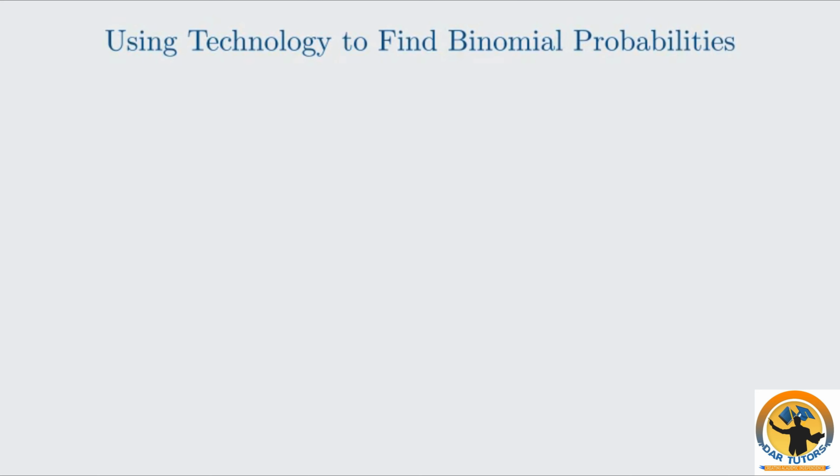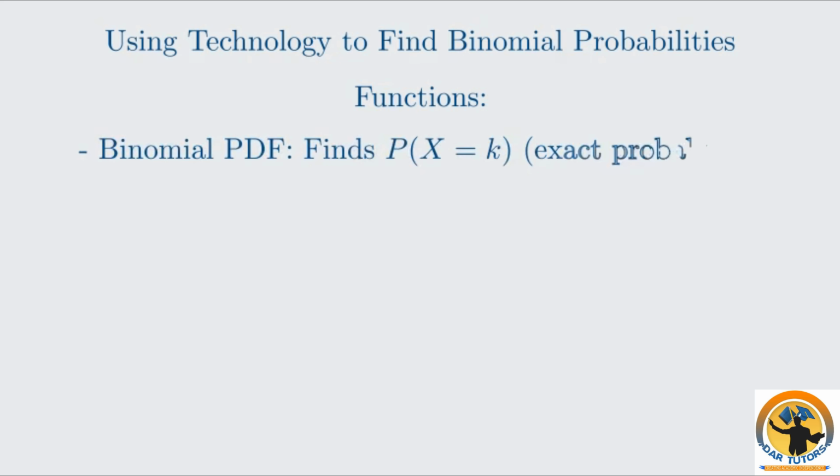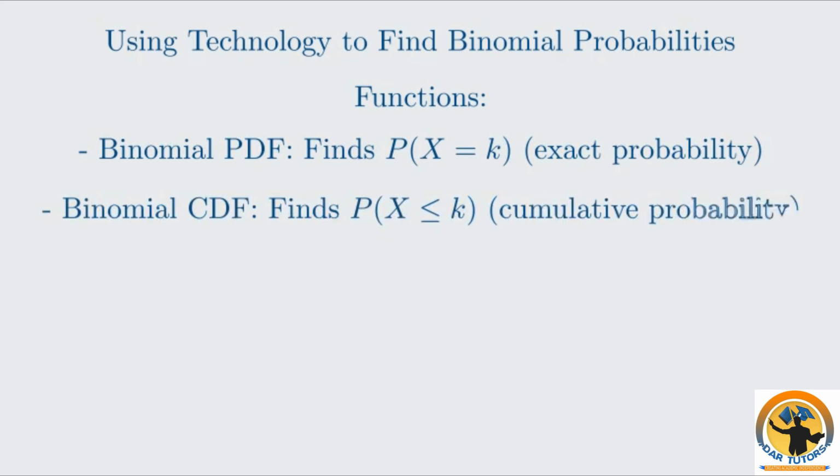To find probabilities for a range of values, like at most 3, calculating each probability manually and summing them is inefficient. This is why we use a graphics calculator. There are 2 main functions on your calculator for the binomial distribution. The probability distribution function, or PDF, calculates the probability of an exact value, P(X = k). The cumulative distribution function, or CDF, calculates the probability of a value being less than or equal to a specific number, P(X ≤ k).